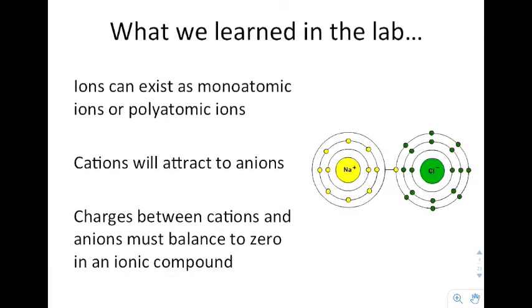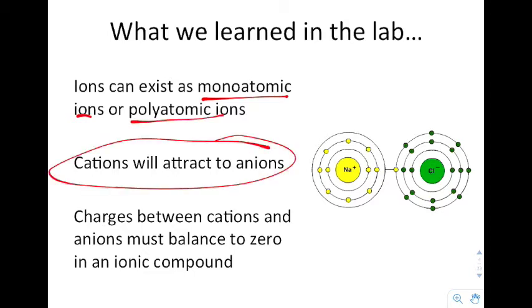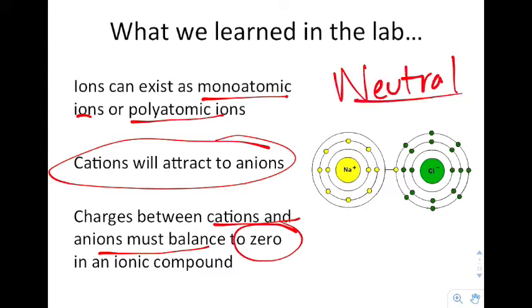So here's what we learned in the lab. Ions can exist as monatomic ions or polyatomic ions. Cations will always attract anions, so you'll see this attraction here. The charges between the cations and the anions must balance to zero. Everything must be neutral when we're all said and done.